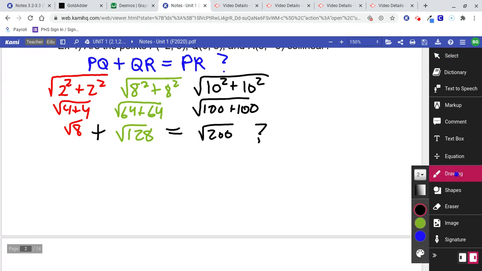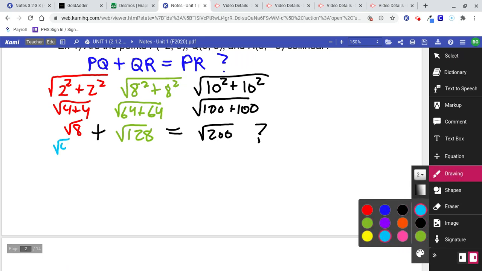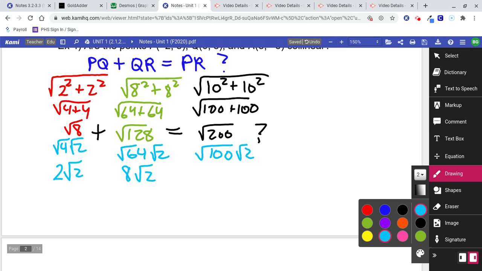So 8 can be broken down into a 4 and a 2. So the square root of 8 breaks down into 2 radical 2. Okay. 128. It's kind of a hard one because it's a weird number, but I know it can divide by 64. 64 and 2, so the square root of 64 is 8. You've got 8 radical 2. Okay. And 200, I could split into 100 times 2. The square root of 100 is 10.